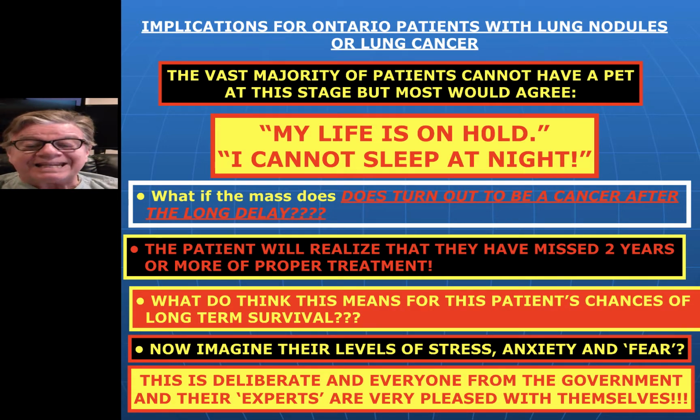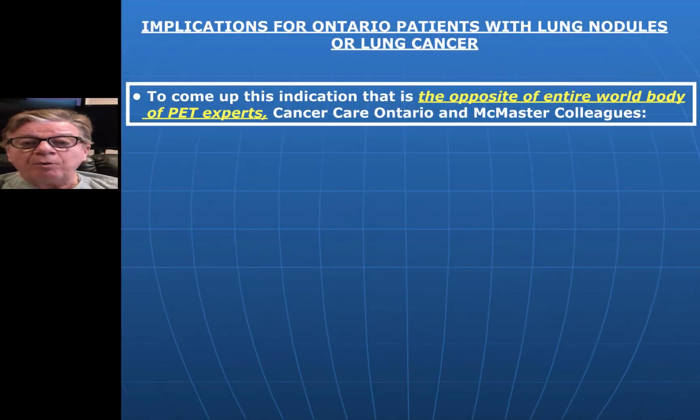And I assure you that this is deliberate, and everyone from the government and their experts are all very pleased with this. We're going to continue to ask them what they're so pleased about, but in fact they are, and I will show you the evidence that that is the case in subsequent videos. Now, the point is how did the government's medical experts come up with an indication that is, in fact, the exact opposite of the entire world expert body of opinion?